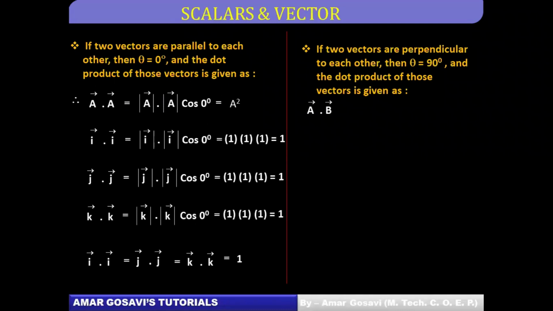So a bar dot b bar. Obviously here we are talking about two different vectors because the angle between them is 90. The angle between a bar and a bar will never be 90. So these are two different vectors. So let's say the angle between a bar and b bar is 90. Then the dot product will be magnitude of A multiplied by magnitude of B multiplied by cos of 90. But cos of 90 is 0, so 0 multiplied by anything will be 0. So you can see the dot product is 0.